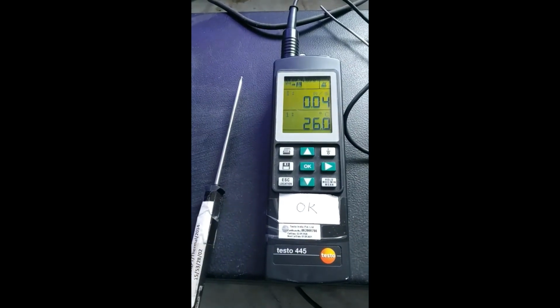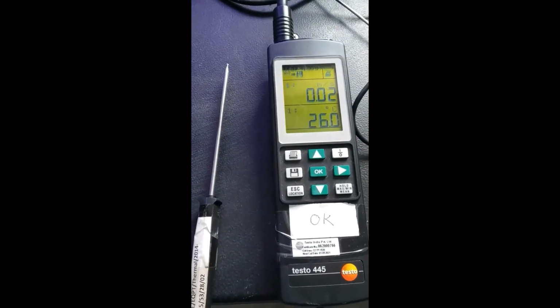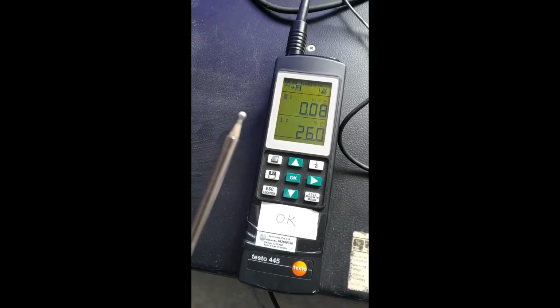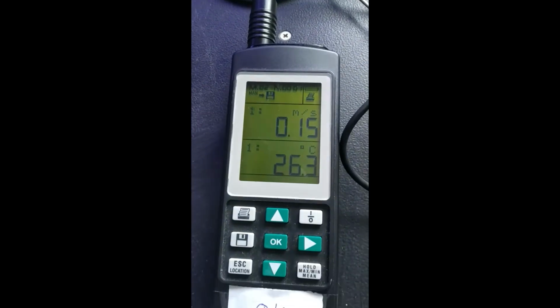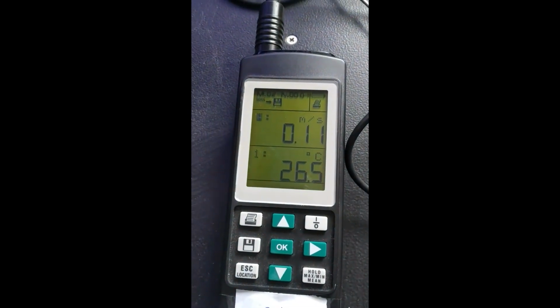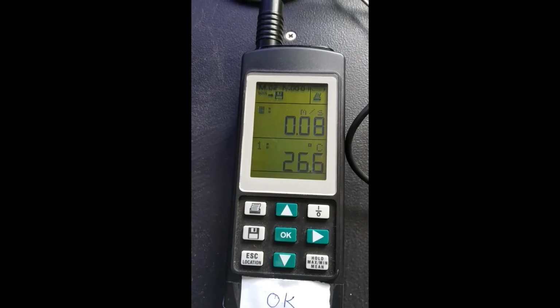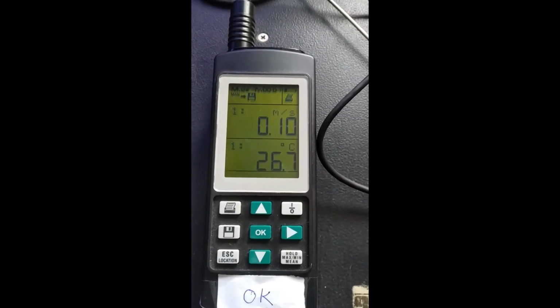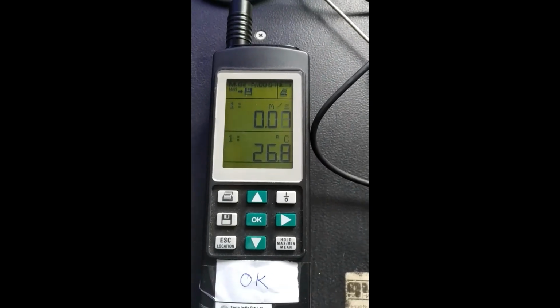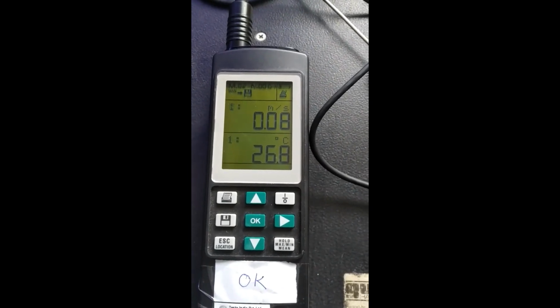So for that purpose we have a special instrument, that is a hot wire anemometer. So this is the hot wire anemometer. You have to insert this tip in your measuring point like this. Once you insert it, the velocity of air will be shown in the display unit. So as you can see now, it is showing 0.12 meter per second, and the lower value is the temperature of air at the inlet, that is the 26.7 degree Celsius. So in this way you have to find out the velocity of air also.